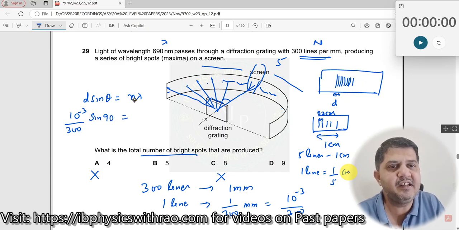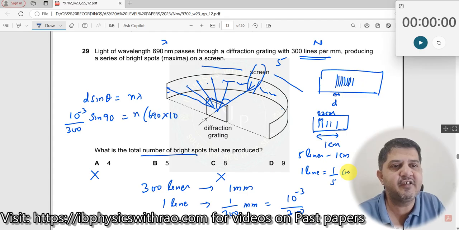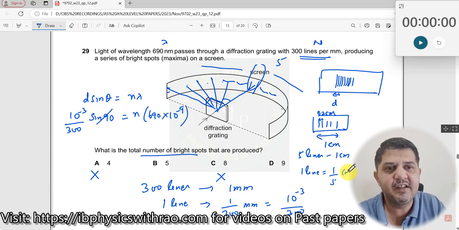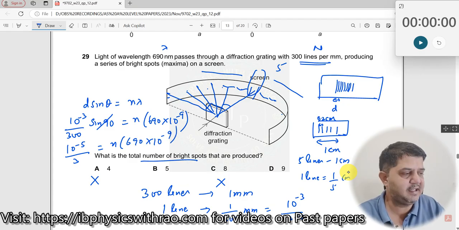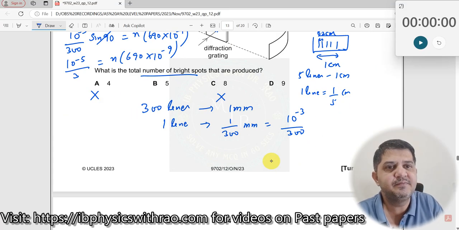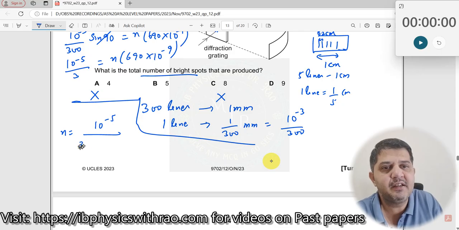Sine 90 is equal to n, where n is the number of spots, which I do not know and need to find out. What is lambda here? Lambda is 690, so 690 into 10 to the power of minus 9. Now solve it. Sine 90 becomes 1. So 10 to the power minus 3 by 300 becomes 10 to the power of minus 5 divided by 3, equal to n into 690 into 10 to the power of minus 9. So n is equal to 10 to the power of minus 5 divided by 3 into 690 into 10 to the power of minus 9.